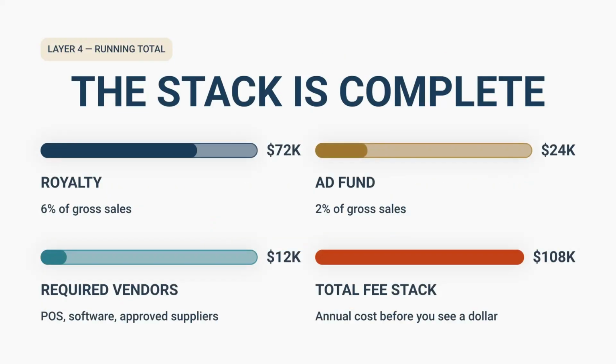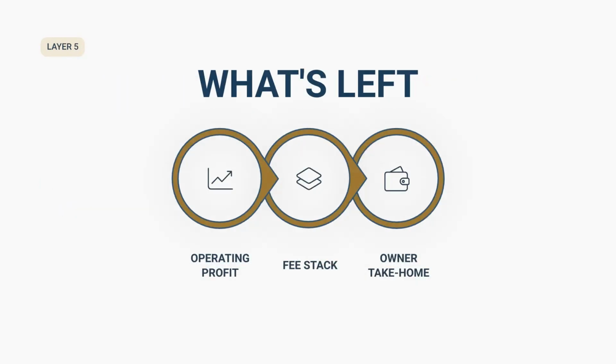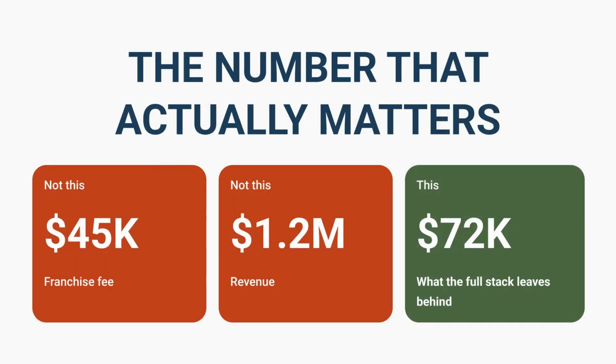For the sandwich shop, required software, POS systems, and approved vendor costs run approximately $12,000 per year. That brings the total annual fee stack to $108,000. Layer 5 is what's left. Start with $180,000 in store-level operating profit before any franchise-related fees are applied. Subtract the $108,000 fee stack. You keep $72,000. That is the number that matters.